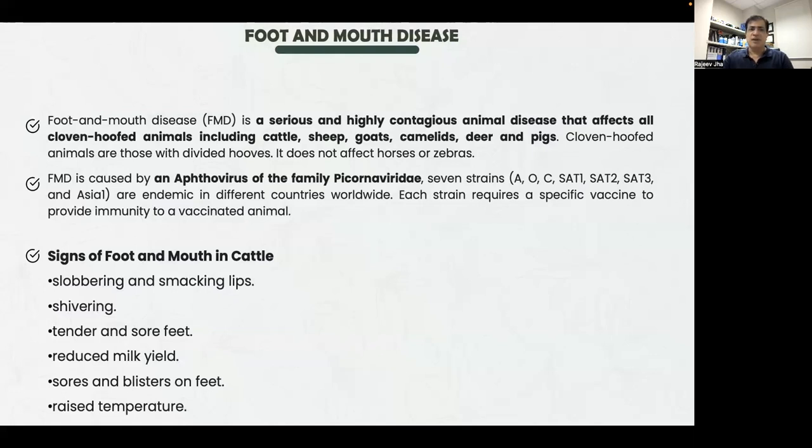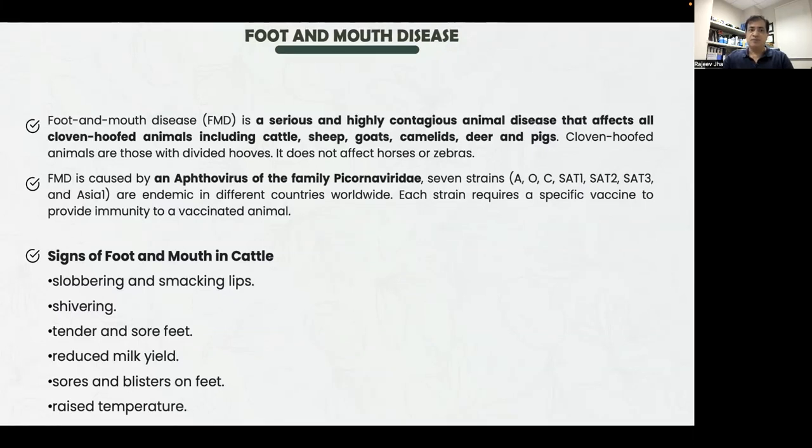FMD is caused by an aphthovirus of family Picornaviridae. There are 7 strains: A, O, C, SAT1, SAT2, SAT3, and Asia1, endemic in different countries worldwide. Each strain requires a specific vaccine to provide immunity to a vaccinated animal, and that makes it too complex.